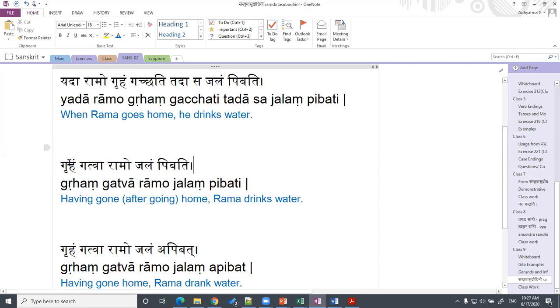So just understand that now when we introduce these participle forms, they can take their own objects also. And that's what gives the beauty to Sanskrit sentences. A similar thing is in English also. In English, the same sentence: having gone home, Rama drinks water. Gone is actually a participle, not a verb, in English. And home is the object of the participle gone, and water is the object of the verb drink. So I just wanted to tell you this aspect.